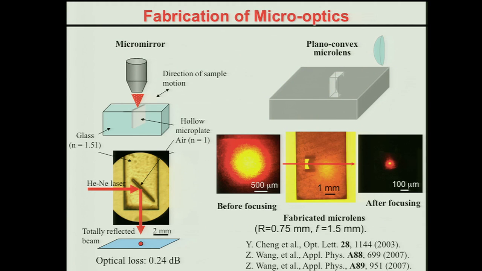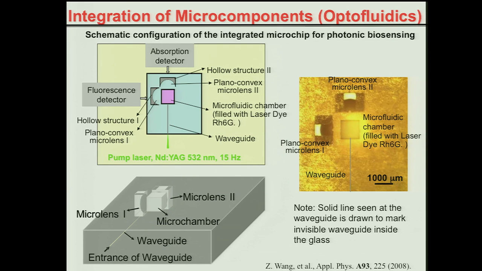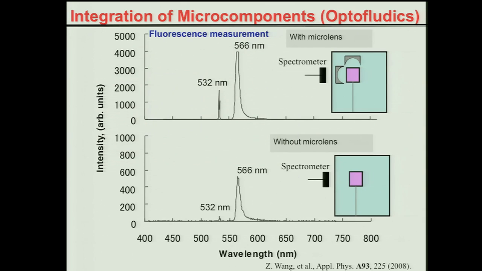The three-dimensional hollow microstructures fabricated by our technique can also be used for the fabrication of micro-optics, such as micro-mirrors and micro-lenses inside the glass. And one of the advantages of our technique is the very easy integration of microfluidics with optical components for fabrication of optofluidics. In this case, we tried to three-dimensionally integrate the microfluidic chamber with an optical waveguide and micro lenses for photonic biosensing. This integrated biochip showed excellent performance in both fluorescence and absorption measurements of liquid samples.